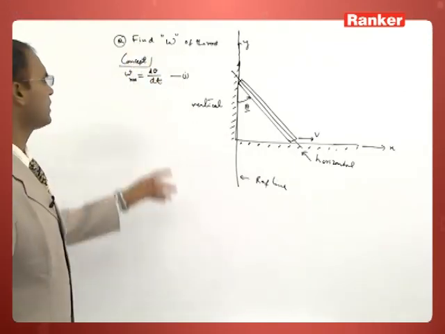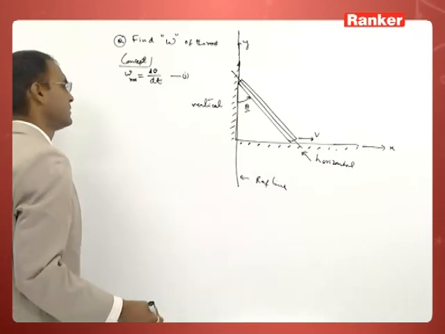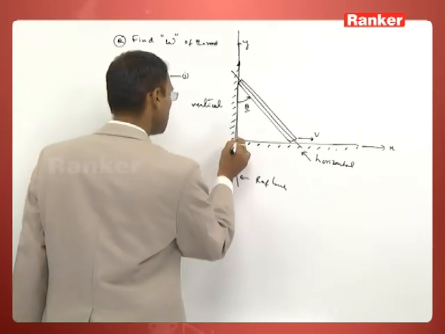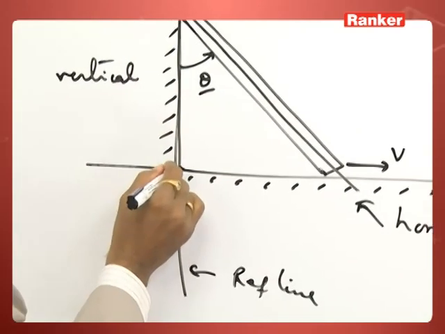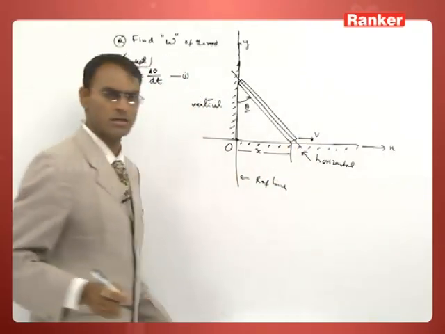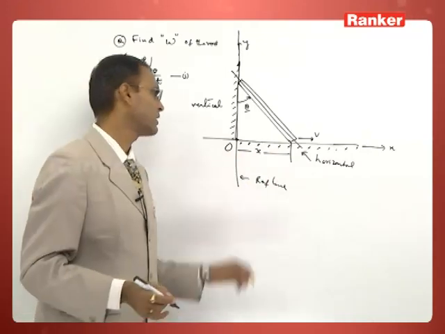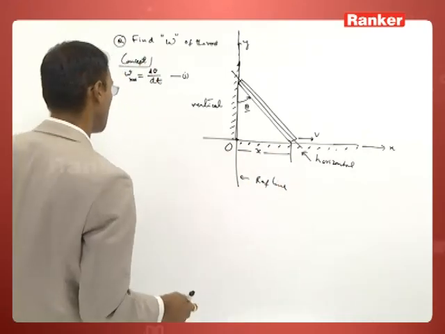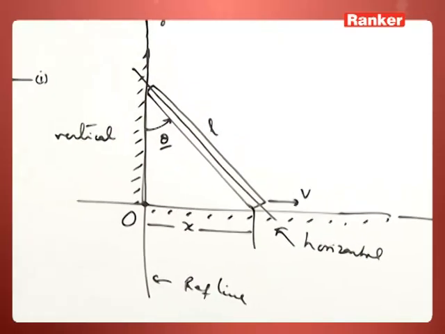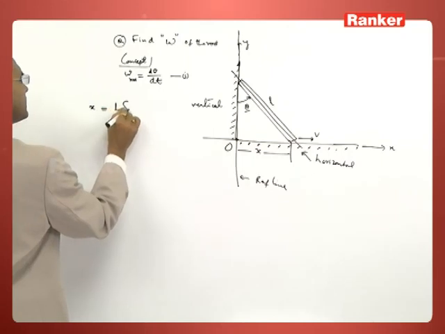Of angular velocity measured by ground frame method. Let us assume that this is the origin and the last point has the position x along x direction. If L is the length of the rod, x can be written as L sin theta.